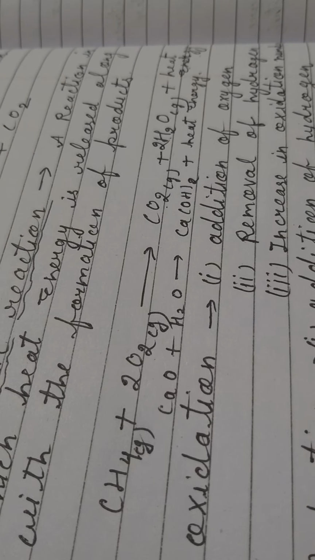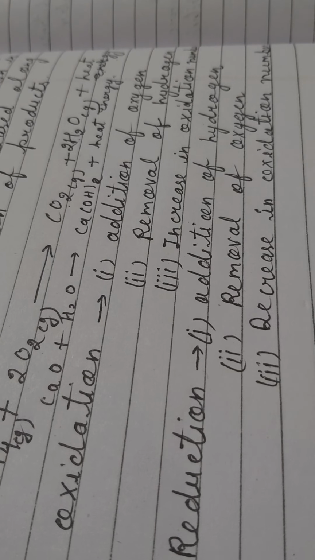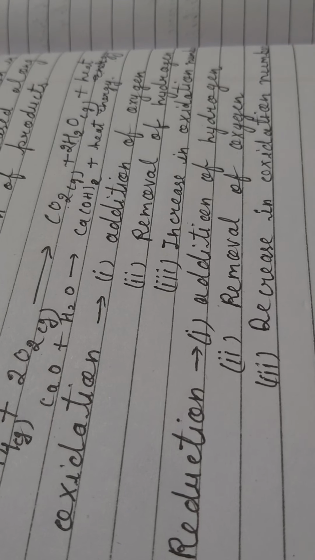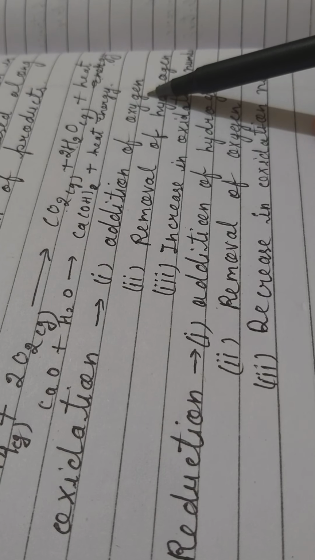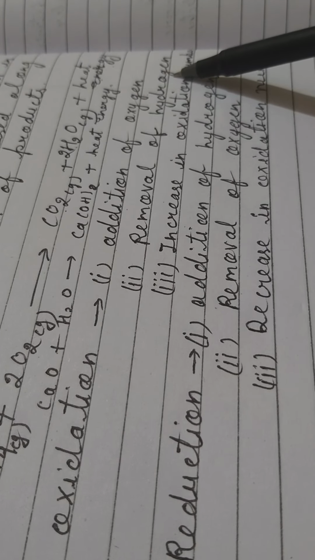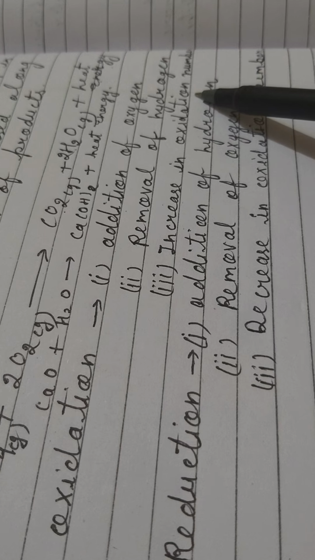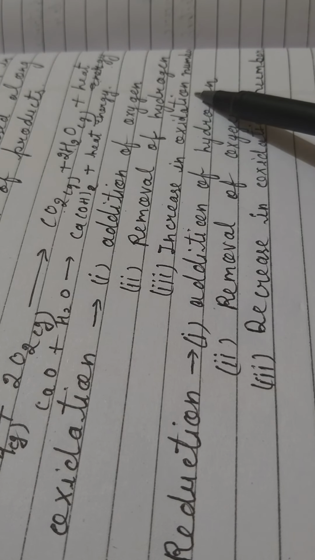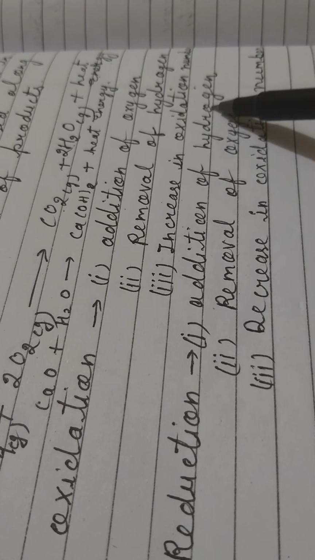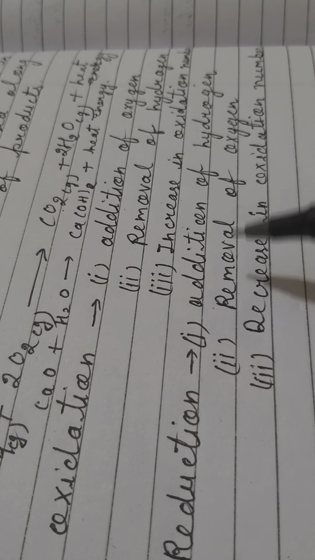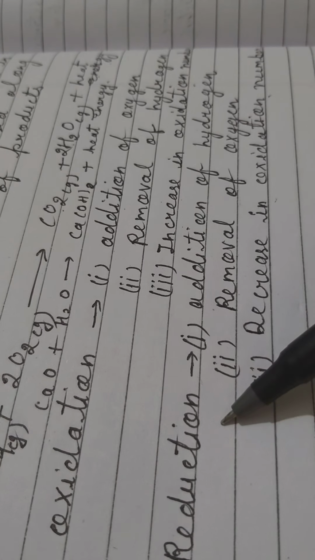Now let's come to the oxidation and reduction part of the reaction, and after that, in the next session, we will study the redox reaction in detail. Oxidation reactions are those where addition of oxygen takes place, or removal of hydrogen, or an increase in the oxidation number. This is a very important point, increase in the oxidation number, which I will also explain in the next session. Against it, reduction reactions are those where addition of hydrogen takes place, removal of oxygen takes place, and a decrease in the oxidation number shows the reduction.